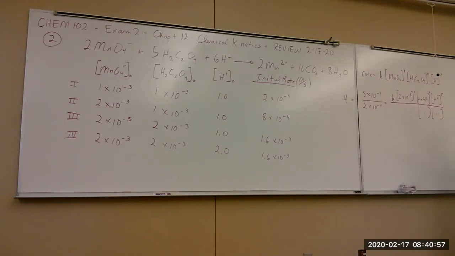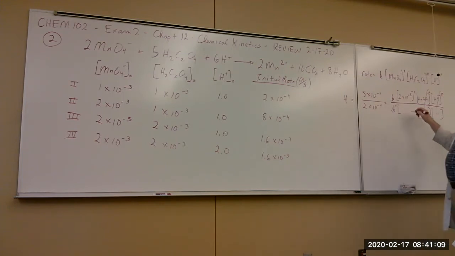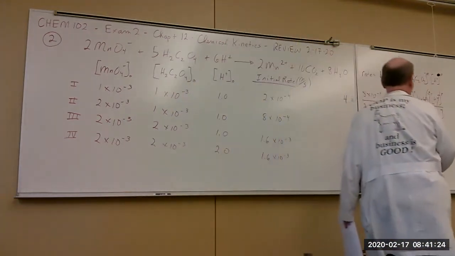Aren't they? Because we chose them that way. So I don't have to write all that stuff in. They cancel. And that just leaves us with this K on the bottom, and the K's cancel. And this is going to be 1 times 10 to the minus 3 to that power. I'm out of room, I have to come down the way.